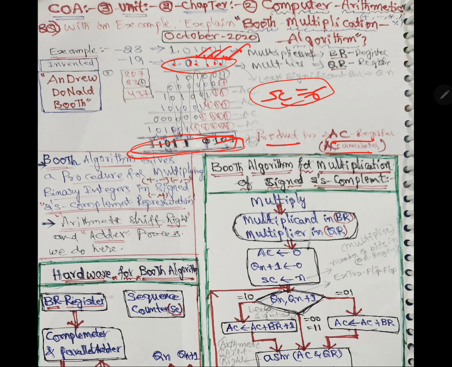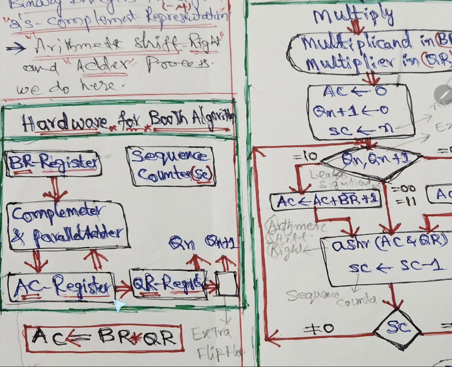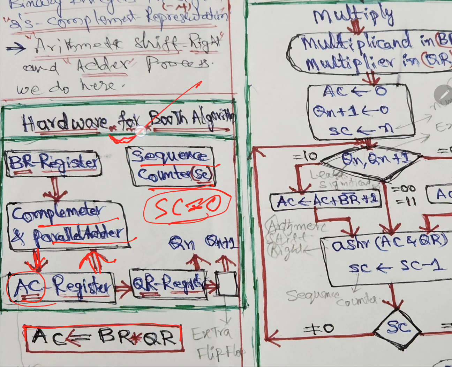The accumulator collects the temporary and partial products, and at the end it will hold the final product. By explaining this flowchart you will understand very clearly. For hardware implementation we require the BR register, the AC accumulator register and the QR register. QR contains the multiplier. We do the two's complement and parallel adder repeatedly until the product is obtained, and the sequence counter is reduced one by one. When it reaches 0, this loop will terminate and the final product will be in the accumulator. That's what I have shown with a box. This is the hardware for the Booth algorithm.